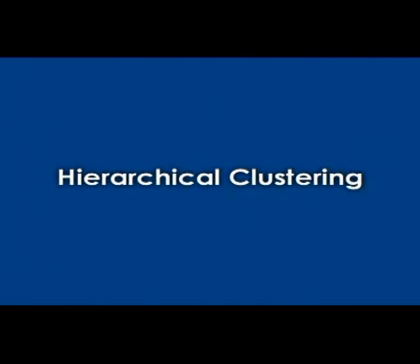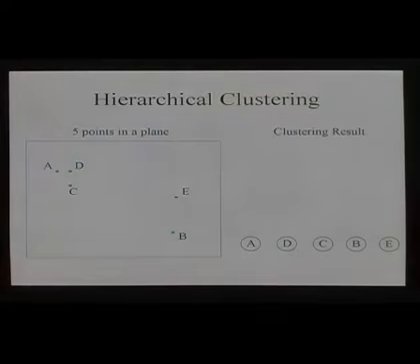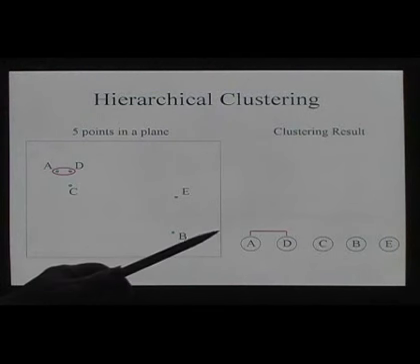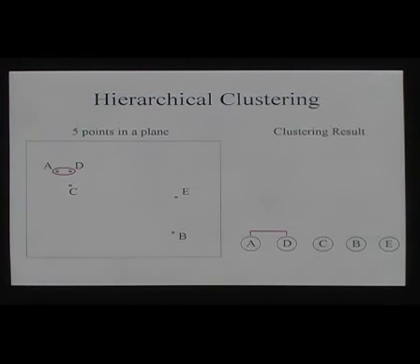Hierarchical agglomerative clustering was first suggested in 1967. It is an intuitive merging scheme. Let's assume we have 5 points in a plane, and we want to group them naturally. At first, we merge the closest 2 points, A and D, and make them into a new cluster. Please notice that the small height of the branch indicates the closeness of the 2 points.